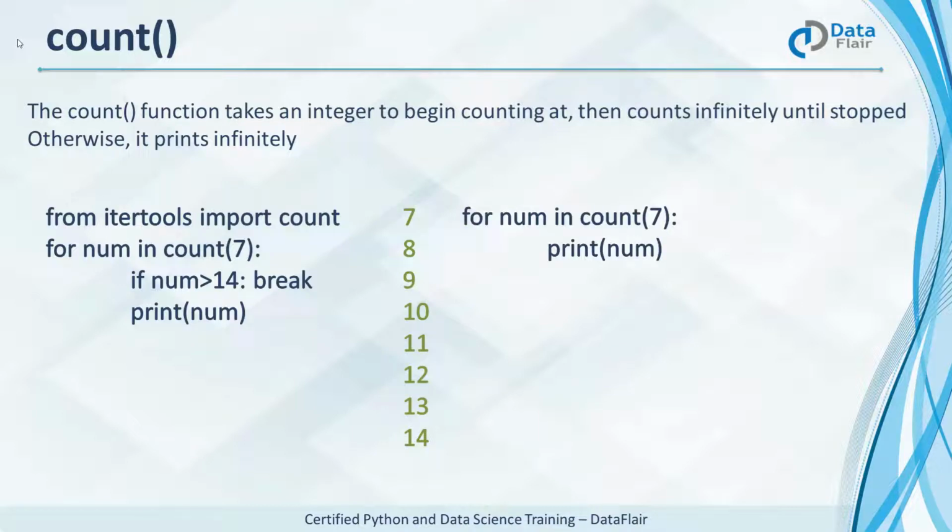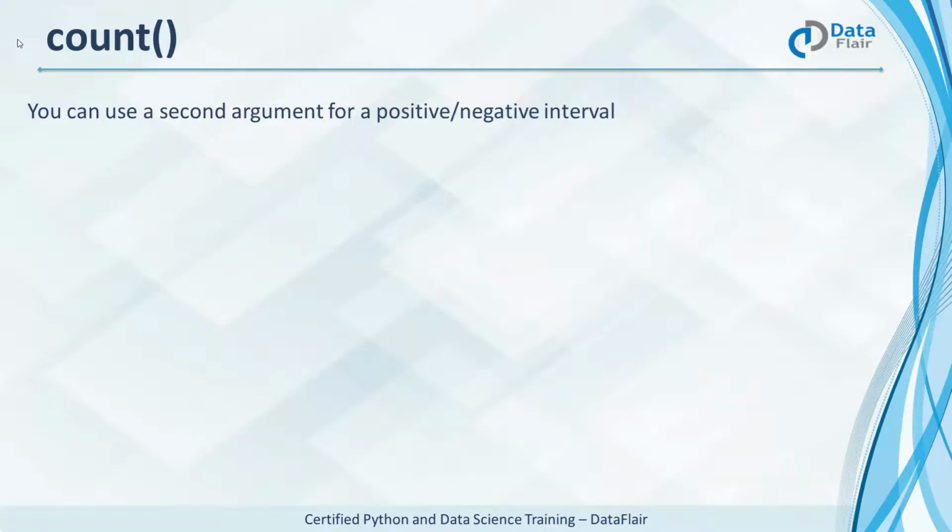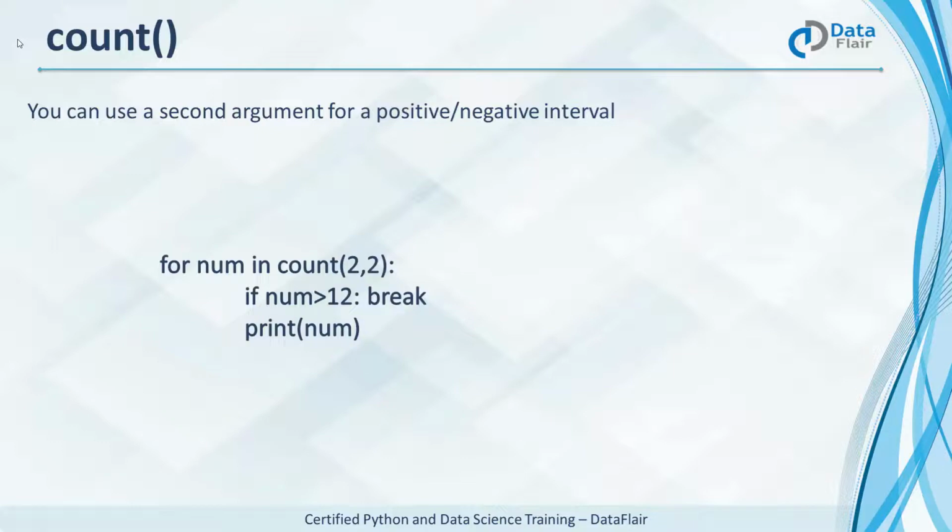This loop counts infinitely from 7. We can interrupt this by pressing Ctrl and C. This raises a keyboard interrupt. Without an argument, count begins counting at 1, but if we use a second argument, it serves as the interval. This can be positive or negative. The interval is 2 here, and counting starts at 2. Also, it breaks out at 12. So we get the even values from 2 to 12 inclusive.